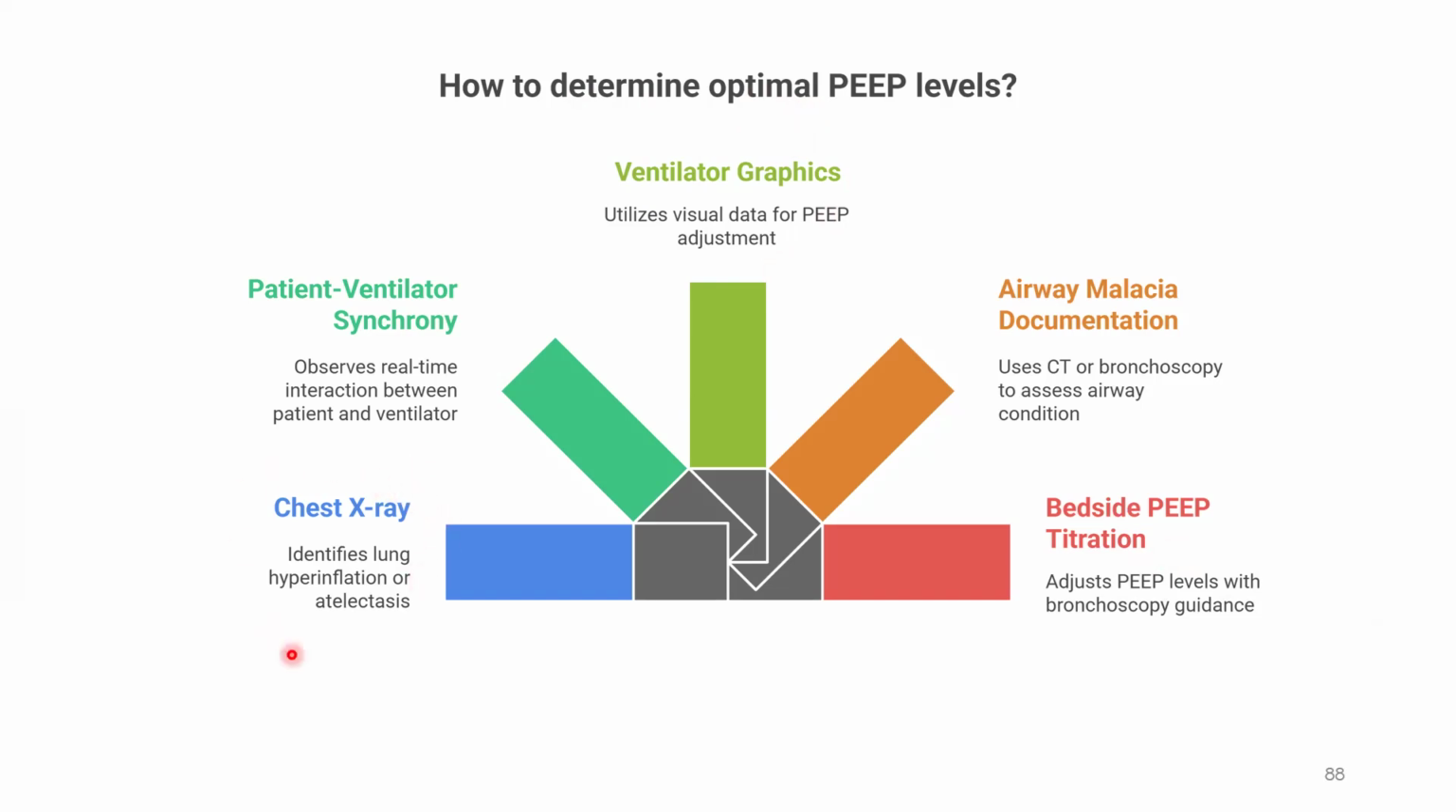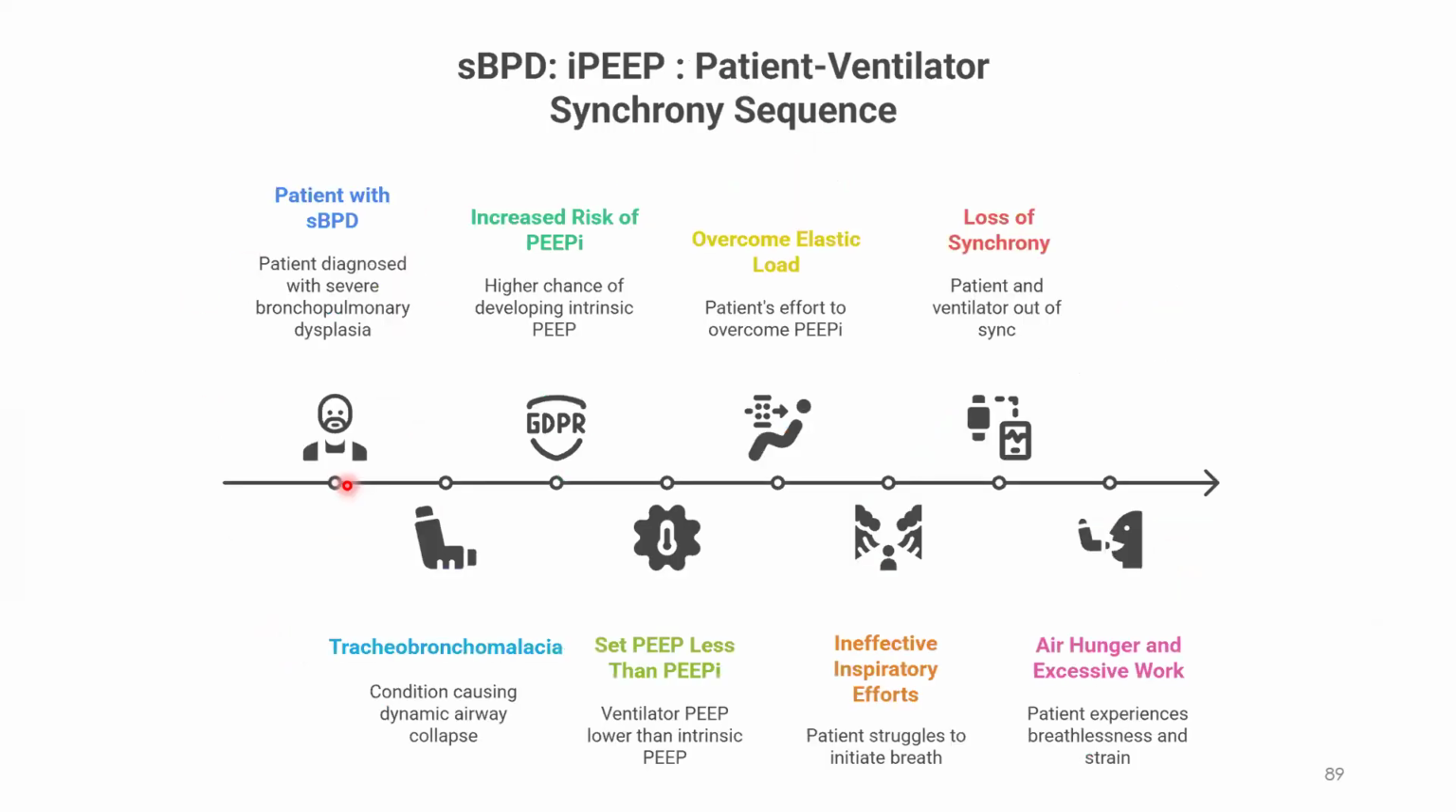You have to see the chest X-ray, you have to see the ventilator graphics, and you have to see the patient-ventilator synchrony. By seeing this, you can confirm this PEEP is optimal. Suppose a baby with severe tracheobronchomalacia. That means there is always a chance for auto PEEP, that is inadvertent PEEP. That's the intrinsic PEEP. There is a collapse of the trachea during expiration that will create an intrinsic PEEP.